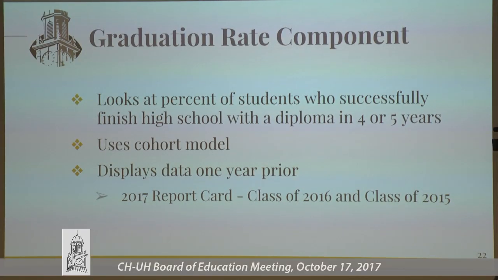All right, so our last component is the graduation rate component. And this one is pretty straightforward. It looks at the number of students who complete their high school requirements and earn a diploma in 4 or 5 years. So like Prepare for Success, it uses the cohort model, and it is delayed. So the 2016-2017 report card actually shows performance for the class of 2016 and the class of 2015.